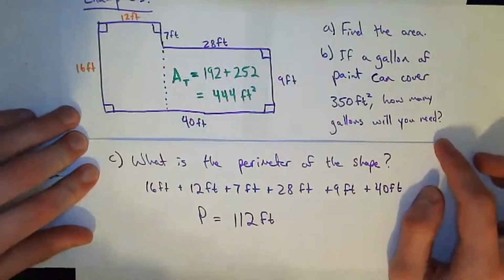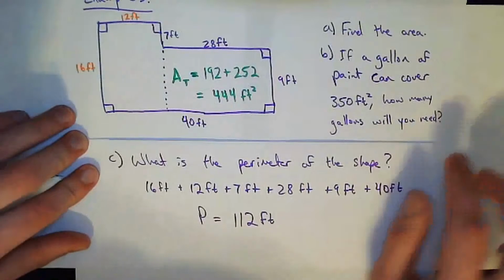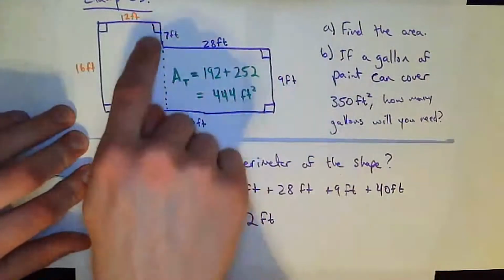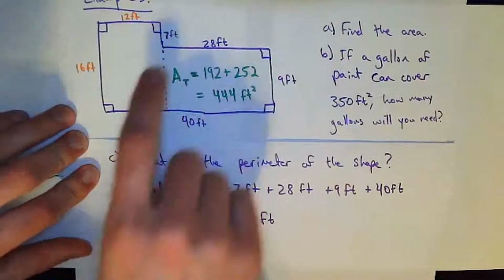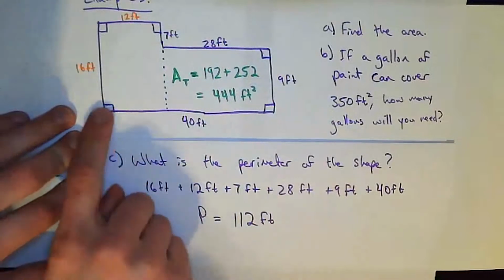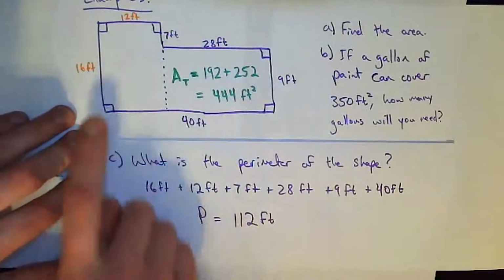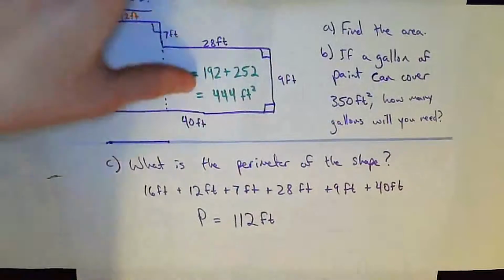Trim is the little wood piece that goes around the bottom of a wall, in case you don't know, around the edges of the floor where the floor meets the wall. So maybe you need some trim. How much trim do you need for a floor plan like this? 112 feet.